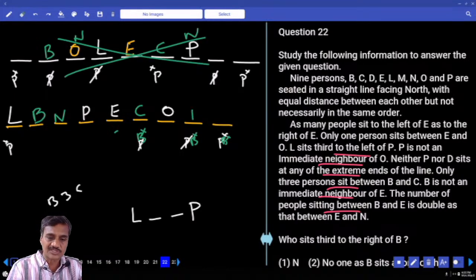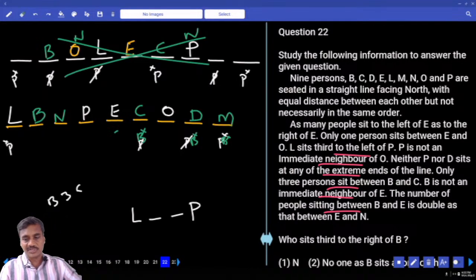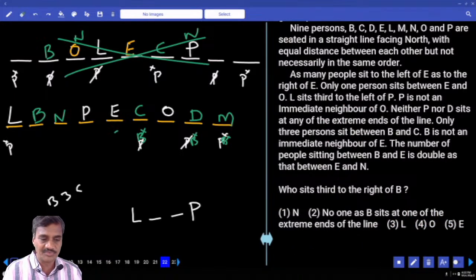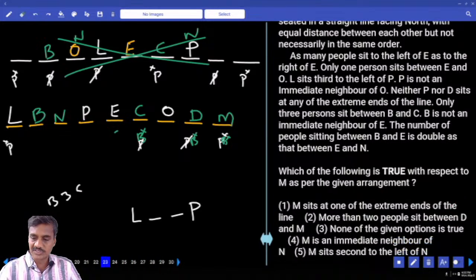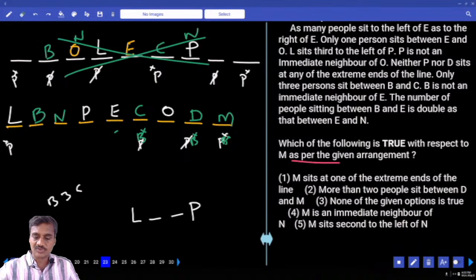And D cannot be at the extreme end, D is here. Now D is here, who is the person left, or M is the person left. Then who sits third to the right of B? Third right of B is E, choice 2 for question number 23. Then question 23, which of the following statements is true with respect to M? M sits at one of the extreme ends of the line, definitely true, choice 1.